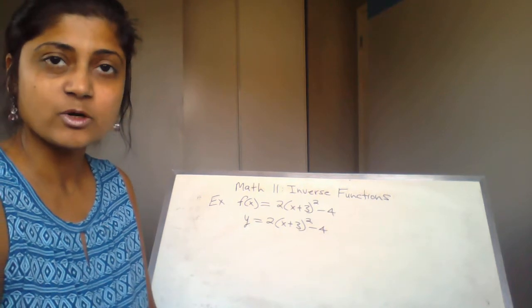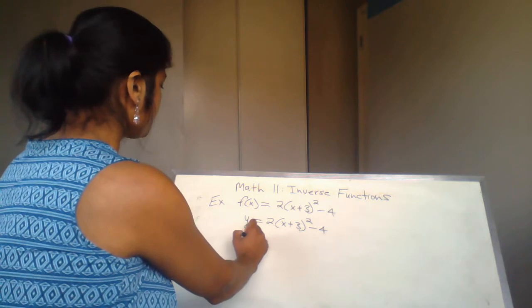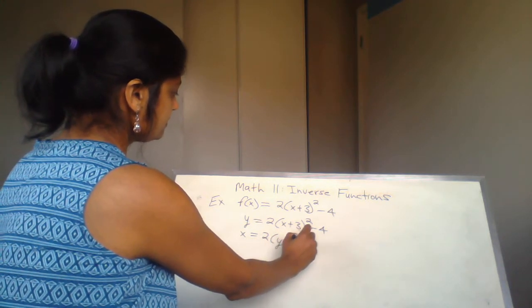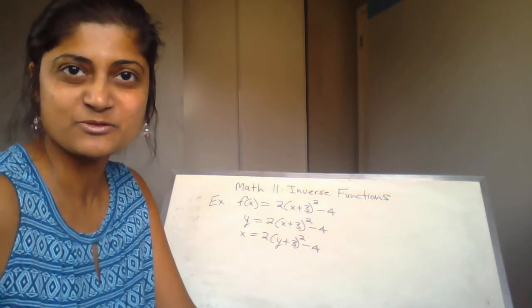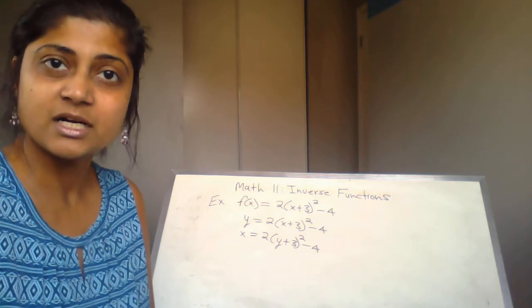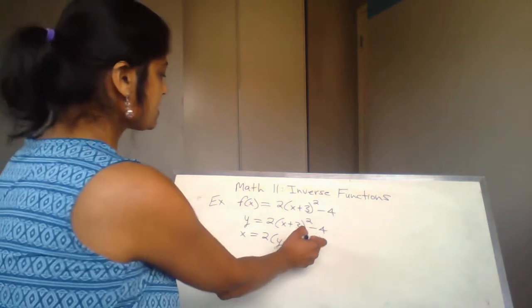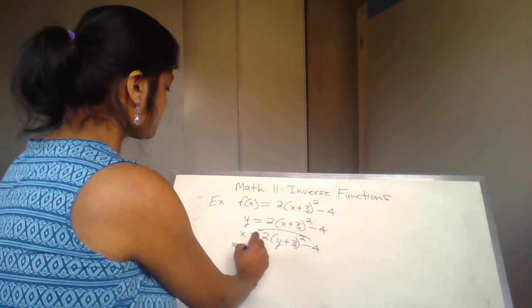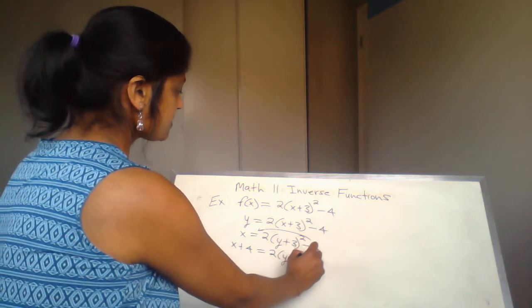In the next step, we're going to just switch around the x and y variables. So I'm going to write x equals 2(y plus 3) squared minus 4. Okay, everyone's with me so far? And what we're doing after we switch the x and y variables is we're going to just isolate for y. I'm going to take this negative 4 to the other side. It's going to be x plus 4 equals 2(y plus 3) squared.